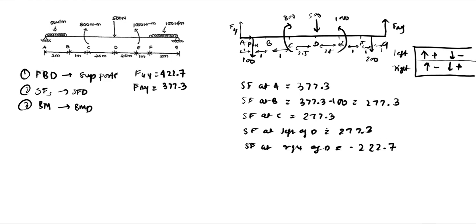So why are we calculating left and right of a certain point? Whenever you have a certain force, let us say there is a certain force at point B of 500.